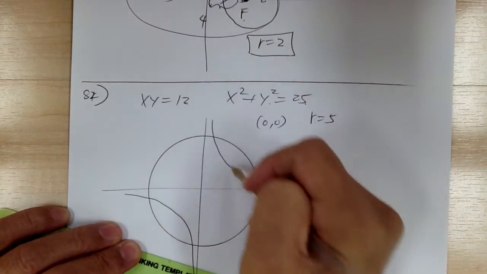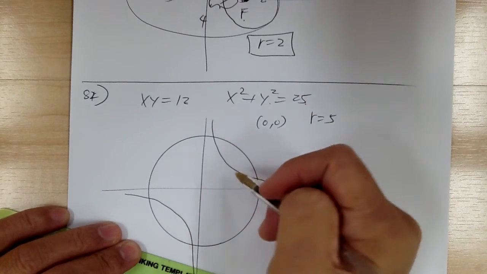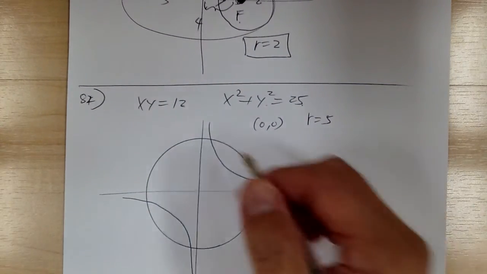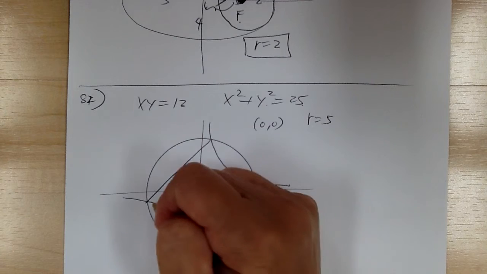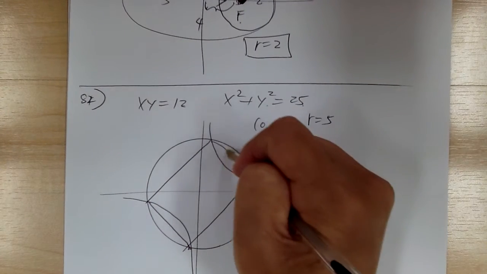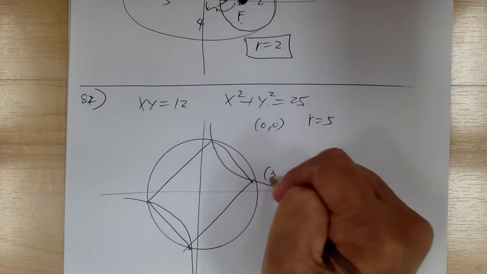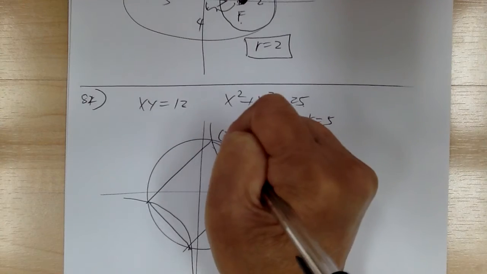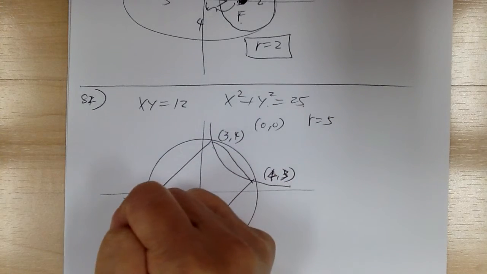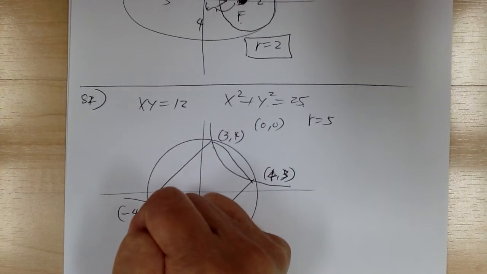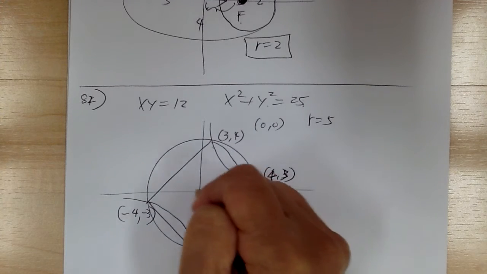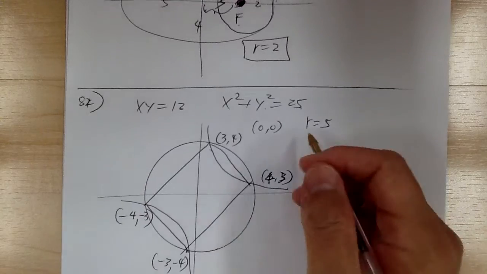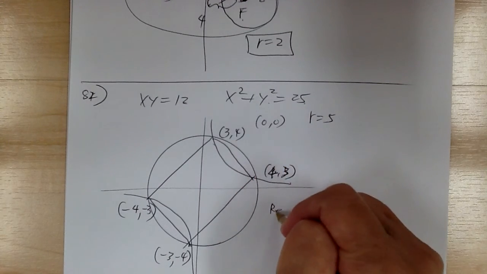Actually the circle is kind of big, but what you're going to get is a rectangle. My drawing is a little bit off, and this would be 3, 4. But actually this would be 4, 3, and this would be 3, 4. And this would be negative 4, negative 3, and this would be negative 3, negative 4. So it's going to be a rectangle.